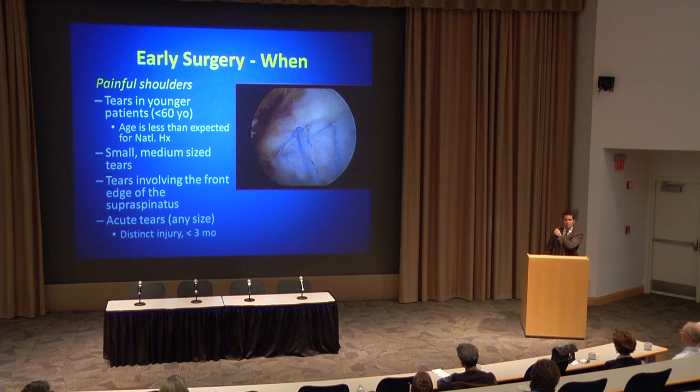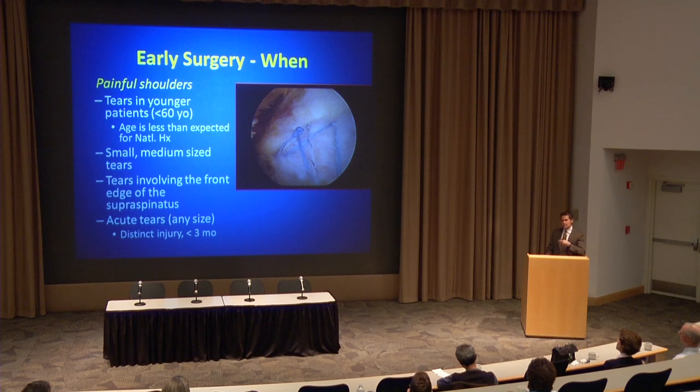Tears involving the front edge of the supraspinatus. The supraspinatus is that top rotator cuff tendon. When the front edge is torn, there's a much higher risk of retraction and muscle atrophy over time. And then acute tears, regardless of size. An acute tear is a tear that comes on either from injury or sudden onset of pain with a loss in function.